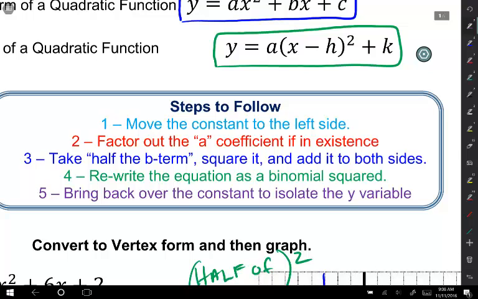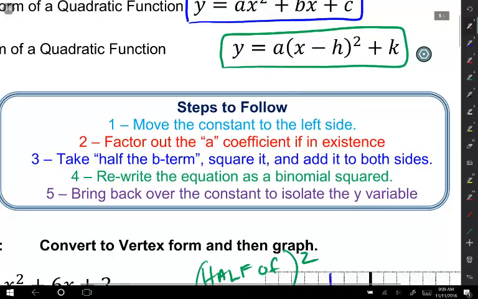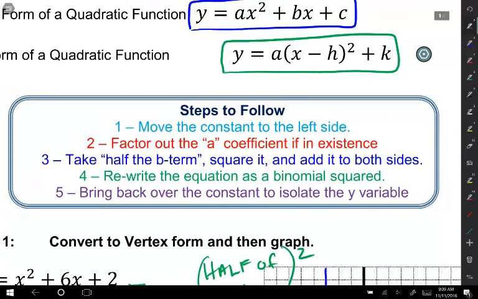Then take half the b term. That's what you're talking about, that linear term. Half of that. Square it and add it to both sides. Then we rewrite it as a binomial squared. That's that in parentheses piece. And then we bring the constant back over. So those are our steps that we've done these first two problems. So I would encourage you to refer back to those steps if you get stuck.